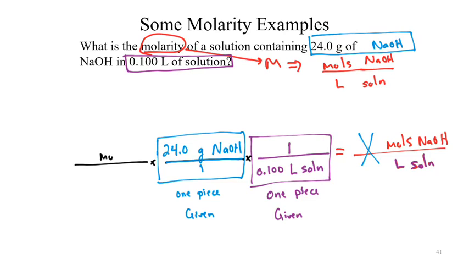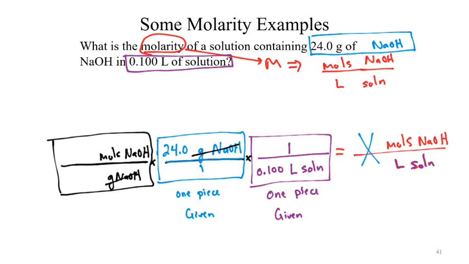In that conversion, I need moles of sodium hydroxide. I also know that I do not want grams of sodium hydroxide, so I could place the grams of sodium hydroxide in the denominator such that it would cancel. So now I have a conversion factor that I need to recognize. Does this thing exist? Do I have a relationship between moles and mass? If I do, where is it found? It does exist. It's found on the periodic table.